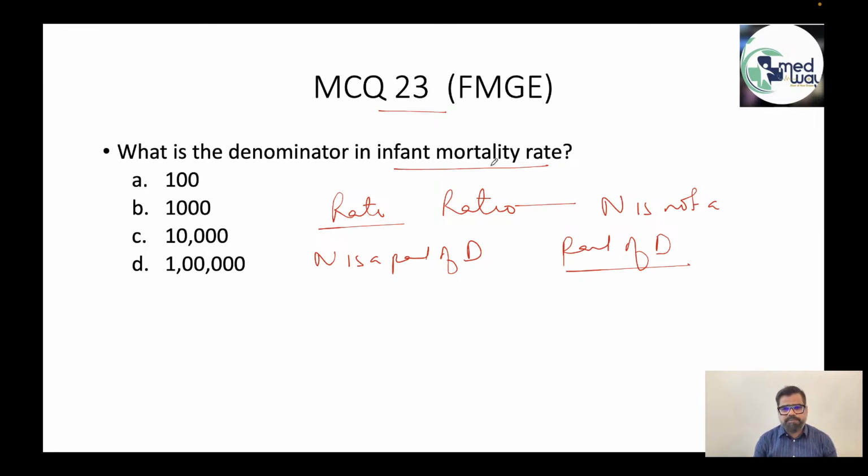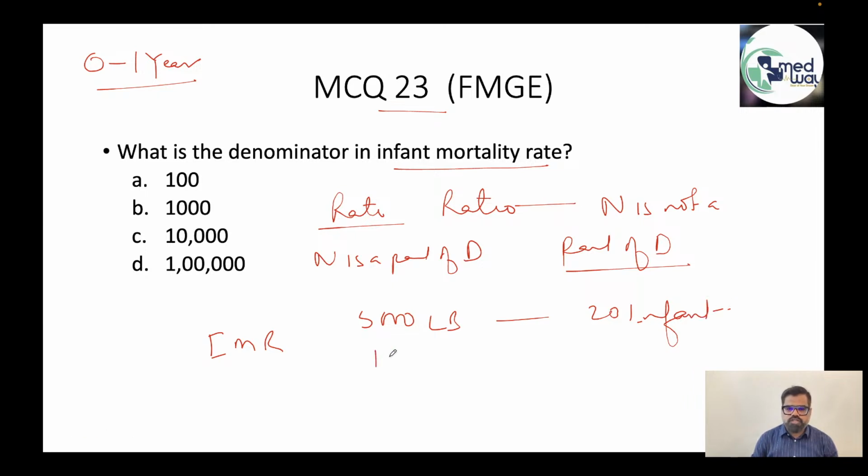Here they are saying infant mortality rate. Infant age is 0 to 1 year. So out of total live births, how many infants are dying? Suppose there are 5,000 live births and 20 infants are dying. So in 1,000 how much? Simple mathematics: 20 by 5,000 into 1,000, so 4. So 4 per 1000 live births. This is my infant mortality rate.